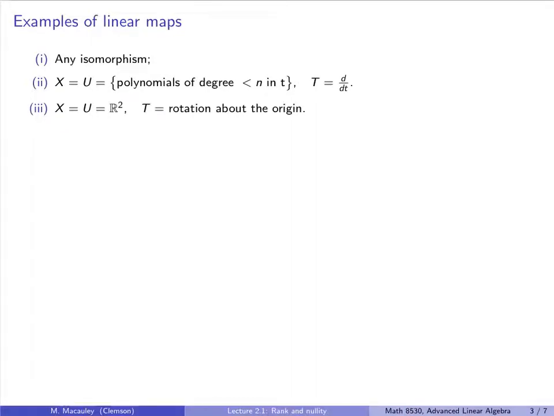Next, if X and U are R2 and T is some rotation about the origin, then that's a linear map. Now the origin is key here. If we have a rotation about some other point, that's not going to be linear.